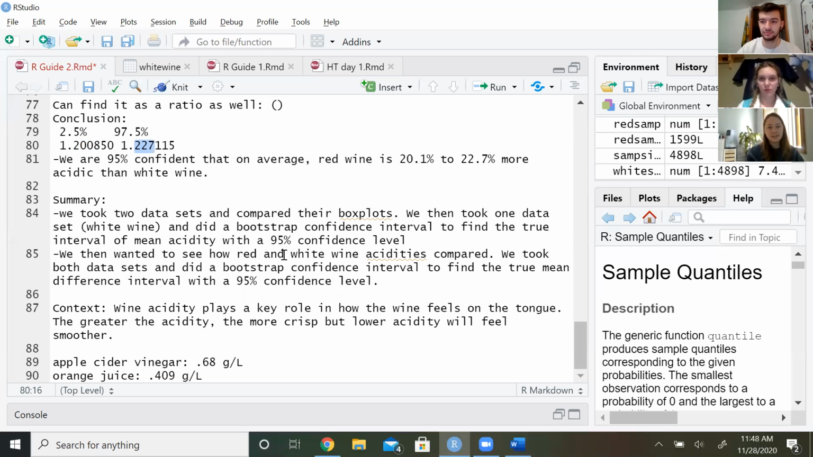So that's all we got for you in terms of how to do a Bootstrap confidence interval.